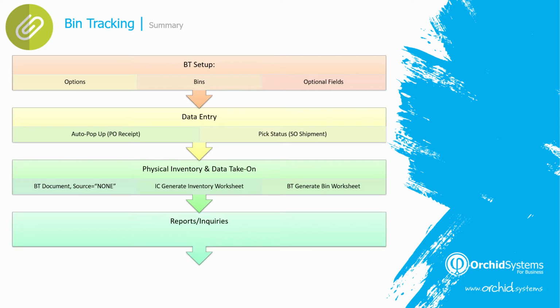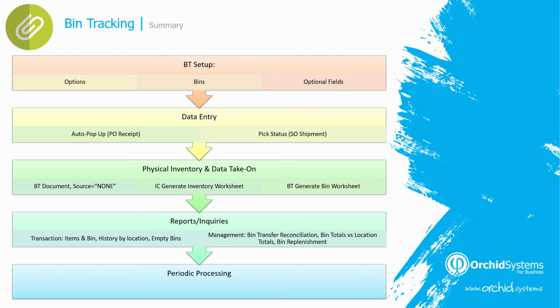We had a look at the reports and inquiries, the transaction-oriented ones, showing items per bin or the history by location or the bin transfer history and empty bins. And we also looked at the management reports, the bin transfer reconciliation report, bin totals versus location totals, and our bin replenishment report. And we had a quick look at the periodic processing, where we can deactivate empty bins, either temporary ones only or all empty bins can be deactivated.